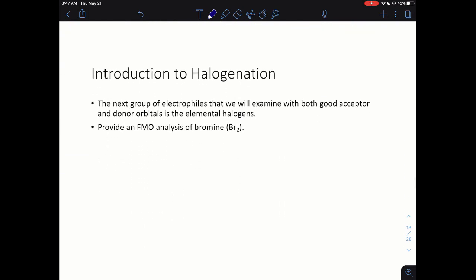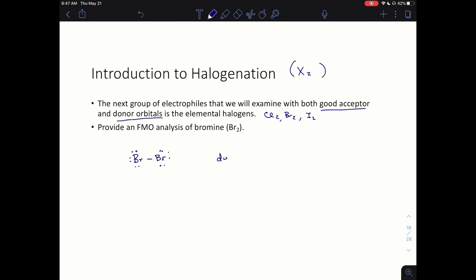We'll move on now to our next electrophile that has a good acceptor and a good donor. And those electrophiles will be the elemental halogens. We will take a look first at bromine to try to understand how it has a good donor and a good acceptor. So what do you think? What is the FMO analysis for bromine?